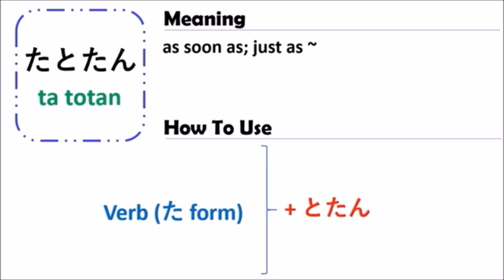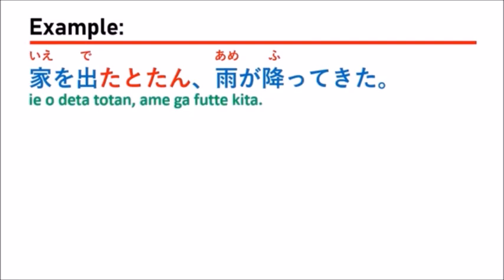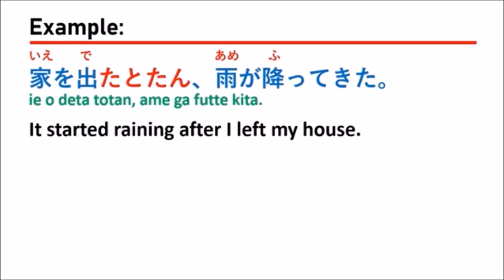To understand more about how to use the grammar of Totan, next we are going to see some examples together. The first example says, Ie o deta Totan, ame ga futte kita. Which means that it started raining after I left my house.